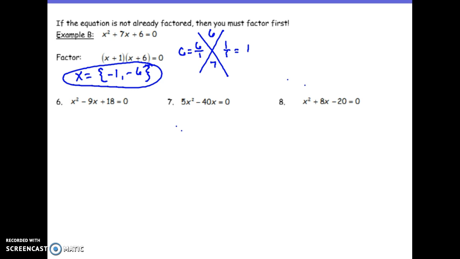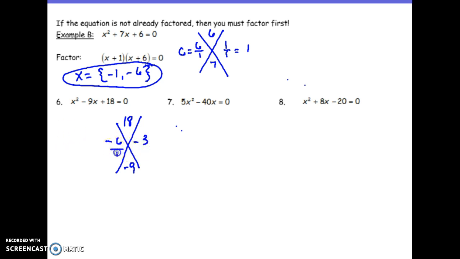For number 6, I'm going to have you pause the video here and try 6, 7, and 8. And when you come back, you can play it. So we should have had 18 and negative 9. You would have negative 6 and negative 3.